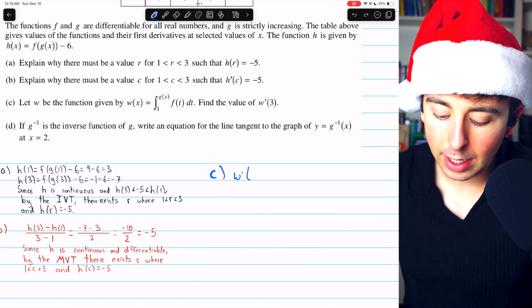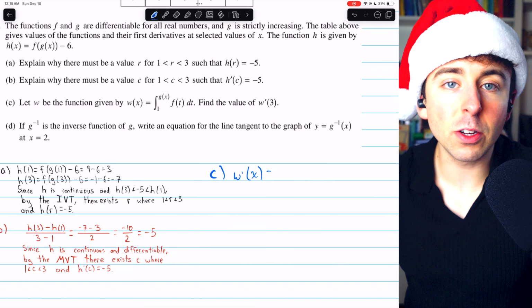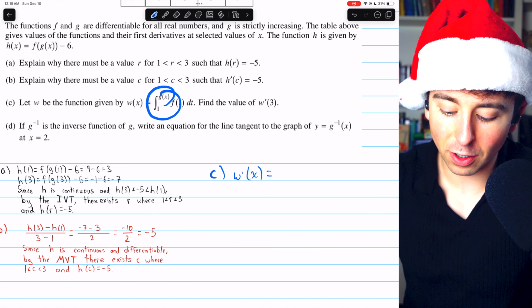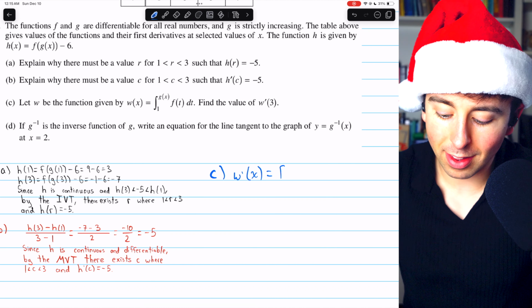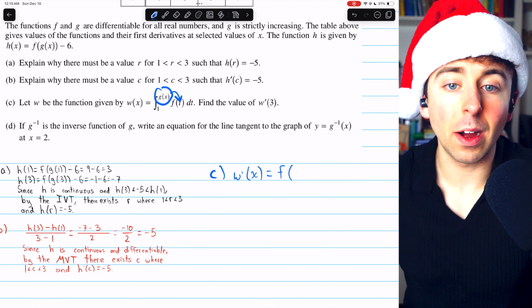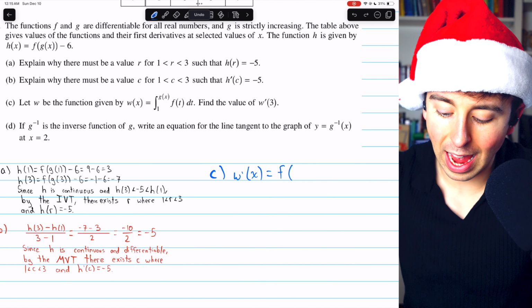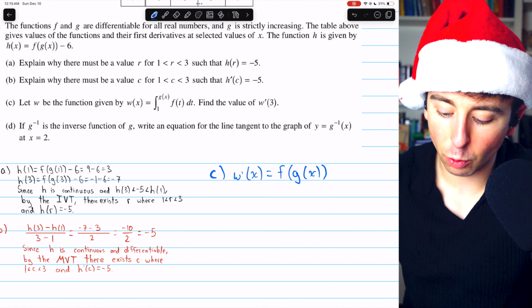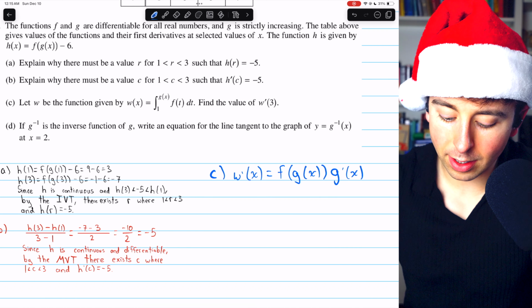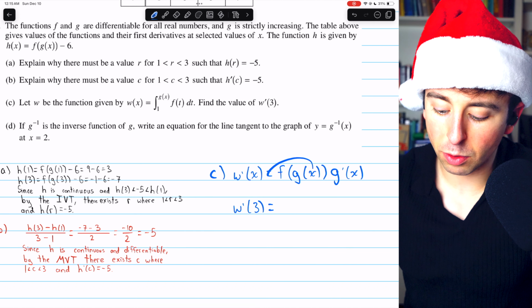W prime of x equals, the derivative essentially undoes the integration, but how it works is this. The upper bound needs to get plugged in, this upper bound which is a function. So it's f of g of x, but then by the chain rule we need to multiply by the derivative of that function, so we have to multiply by g prime of x. Then, to find w prime of 3, we can just plug that in and use our table.